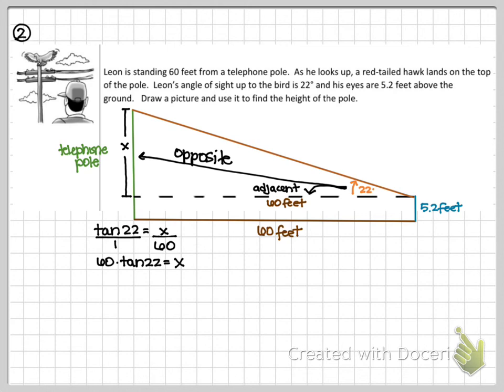Go ahead and type this in. And it looks like we get 24.2415 approximately. Okay, but that's not the height of the pole. The pole has to come all the way to the ground. So to find the height of the pole, we're going to take X, which we had found, and then we have to come back down all the way with that additional 5.2 from his eyes. So basically, we're going to add 5.2. So the pole is approximately 29.4415 feet.